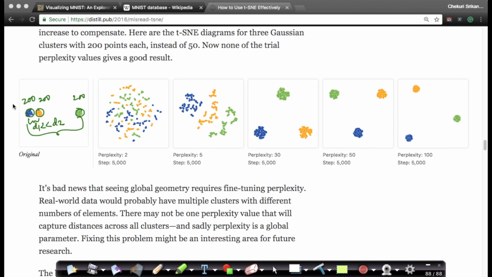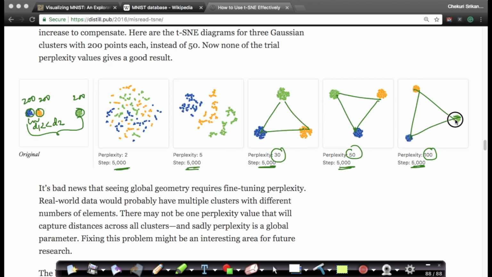Now comes a problem. I've kept my step size and my number of iterations fairly large. Whether I take perplexity equal to 30, 50, or even 100, this shape that D1 is less than D2 is not being preserved. In this case, all three of them are roughly at the same distance. Similar thing, right? So what t-SNE is not doing is, t-SNE does not preserve distances between clusters.